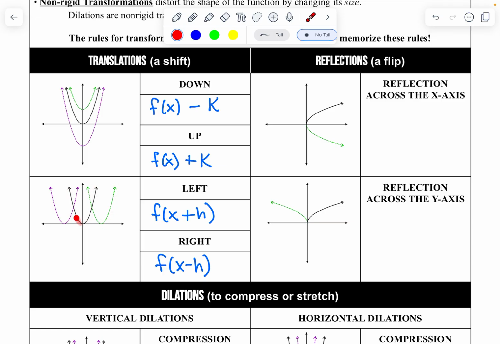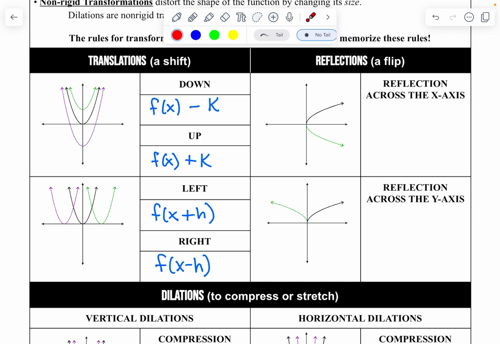So again, here's your parent function, y equals x squared, our basic parabola. If we change it to be (x plus 1) squared, then it would shift to the left. If we change it to (x minus 5) squared, then it would shift to the right.